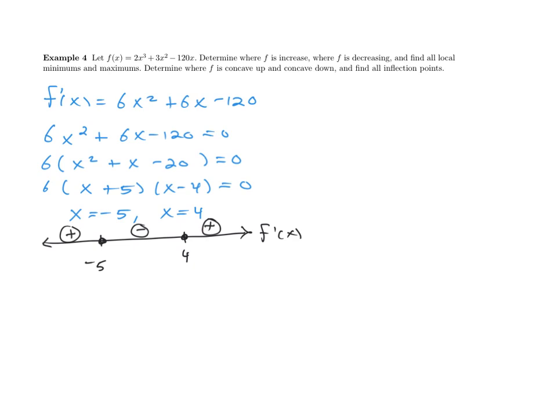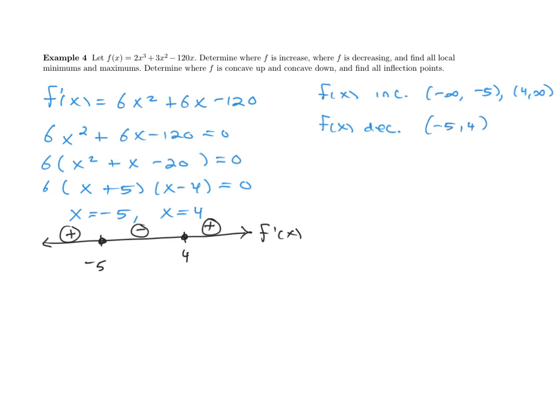So where is f increasing? Well, that's on this interval and this interval because the derivative is positive here and here. So the answers are from -infinity to -5, but also from 4 to infinity. Where's the function f of x decreasing? Well, that's any place where the derivative is negative, and that's between -5 and 4.